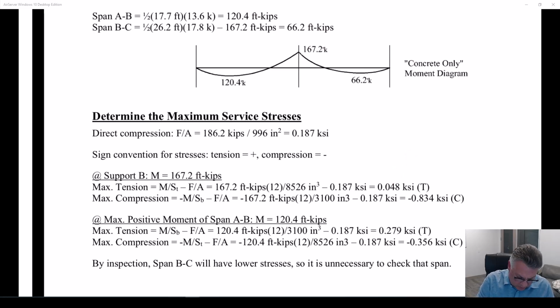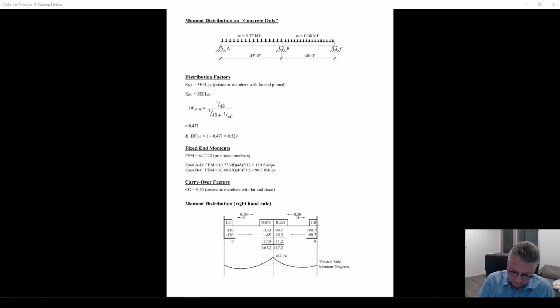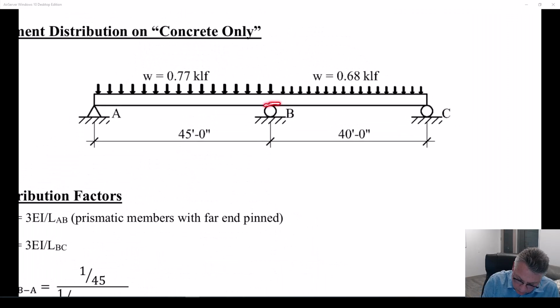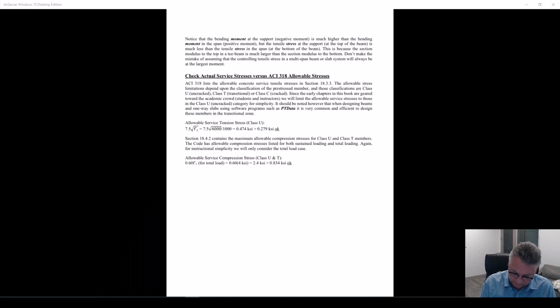Let's look at what the compression is at the bottom of the beam at that same location. What is it to the bottom side? We're actually looking at what is the compression here. Ooh.